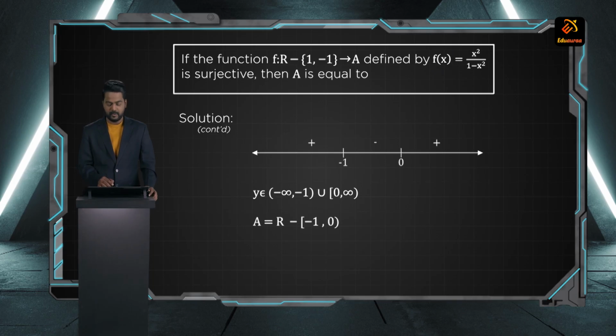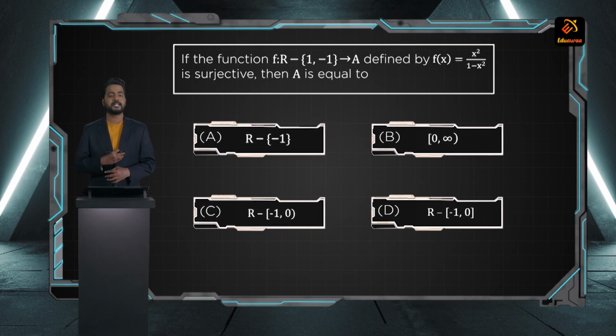So for the surjective function, the range is equal to codomain. So the set A will be equal to what? All real numbers except what? Minus 1 to 0. For minus 1 it is close bracket, for 0 it is open bracket. So the option which is correct is option C. Understood? Moving further to the next question.